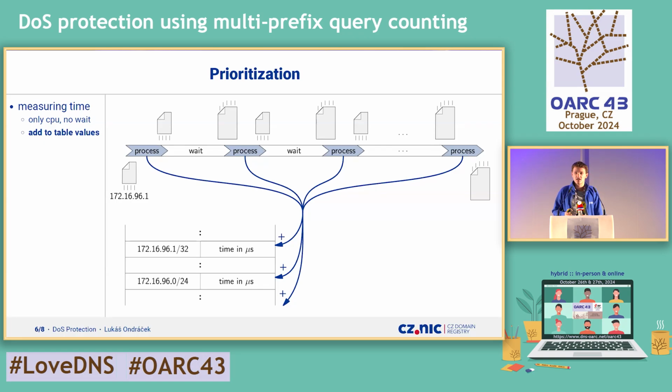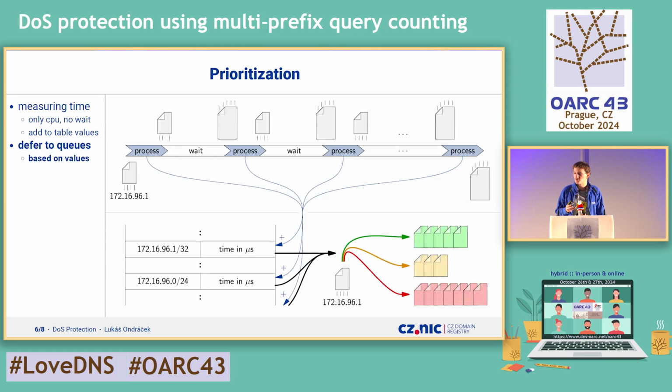This is another instance of the table. So we have one instance of the table for the rate limiting and the other for the prioritization. And here, the values in the table represent the times in microseconds. Now, when another packet arrives, we look in the table, and according to the values, we assign it some priority level. And according to the priority level, we push it into one of several queues, or we process it immediately if the priority level is high enough.